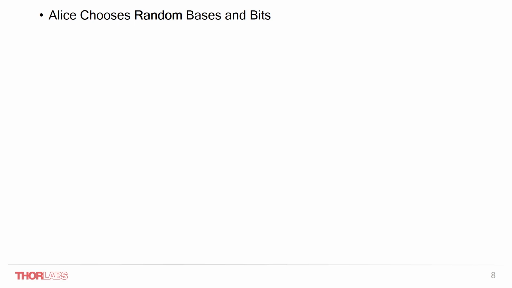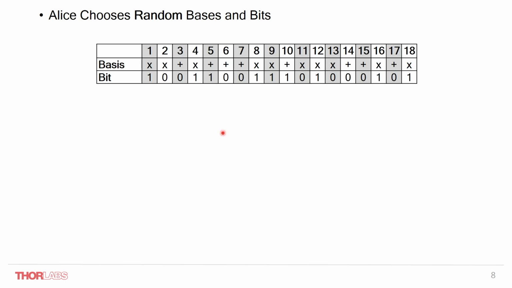First of all, in order to generate this key with Bob, Alice chooses random bases and bits. So it's like a little table here where we're just assuming for no particular reason that there are 18 measurements, and Alice is going to fill this table before anything happens. So she's going to write down bases, and she's going to write down bits. And here comes the part where we said that quantum physics helps, because we need random bases and bits.